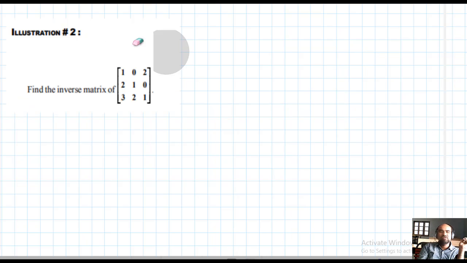Here one example is given, illustration 2. So I want to find the inverse of this matrix. How to find it? First of all, you want to check whether it exists or not. Means you need to find the determinant. Okay, I will write. Let A equal to [1 0 2; 2 1 0; 3 2 1].